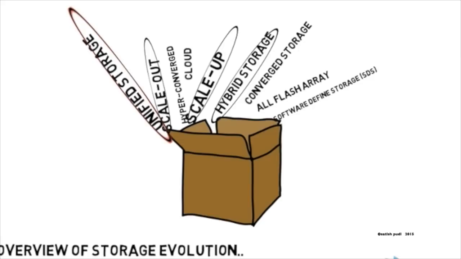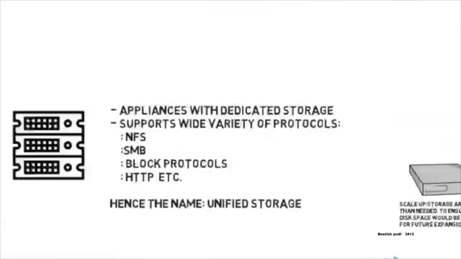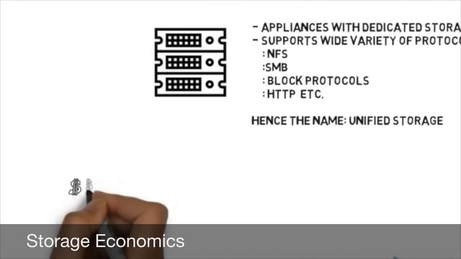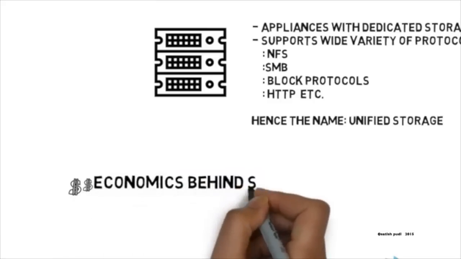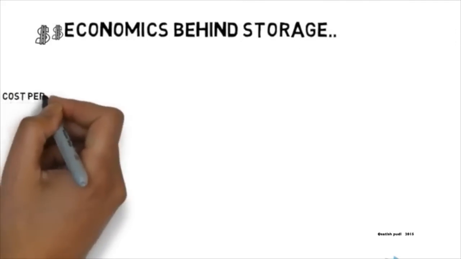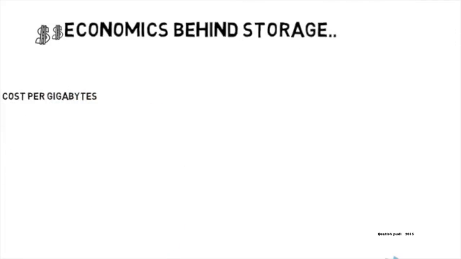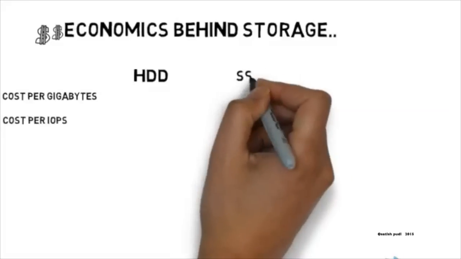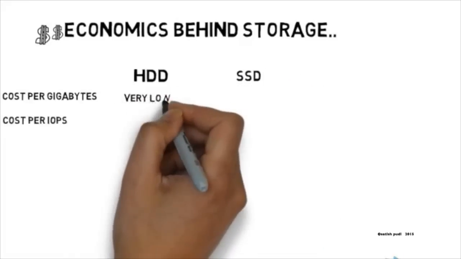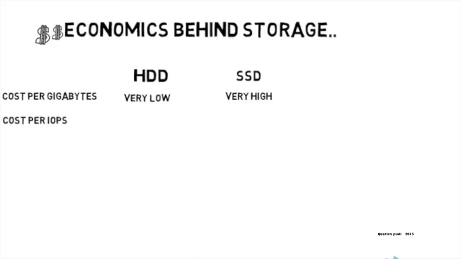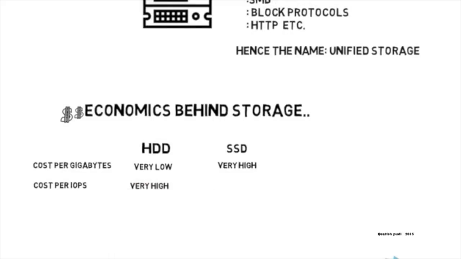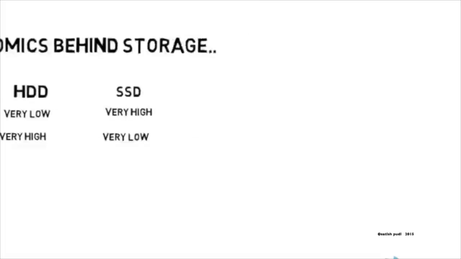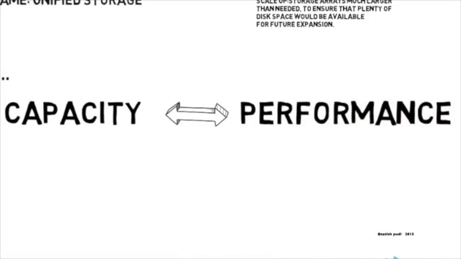Hybrid storage and all-flash arrays. Before we dive into details of these systems, we need to take a look at the storage economics. Let's compare HDDs and SSDs on the basis of cost per gigabyte and cost per IOPS. HDDs have very low cost per gigabyte and SSDs have very high cost per gigabyte. And for IOPS, for HDDs the cost is very high, and for SSDs it's low. So there's always this constant battle between capacity and performance, and questions about which system is right for what purposes. So the economics play a key role.